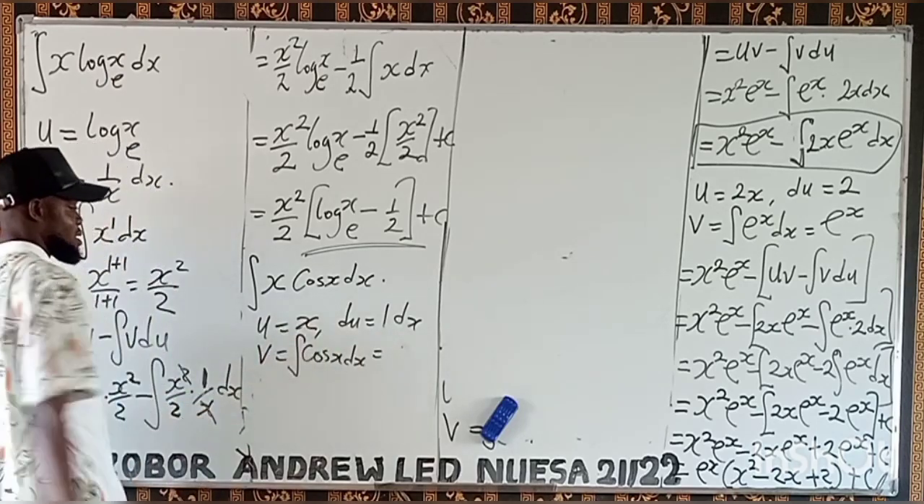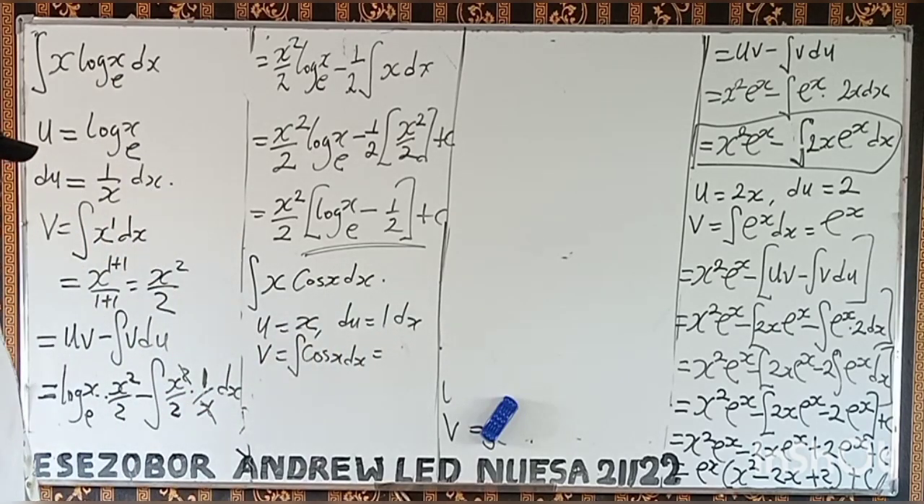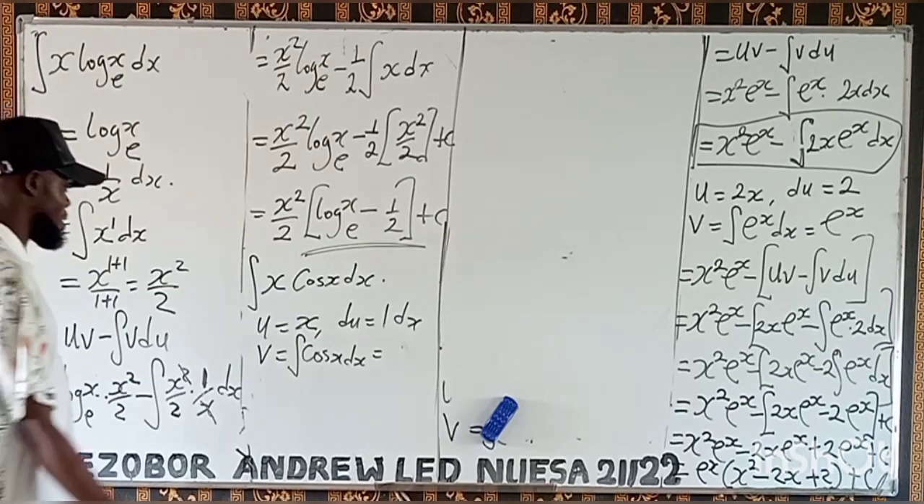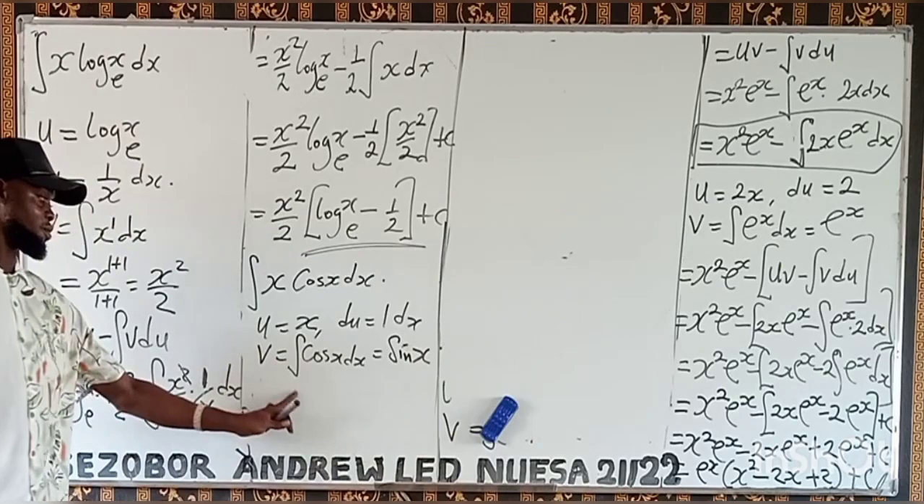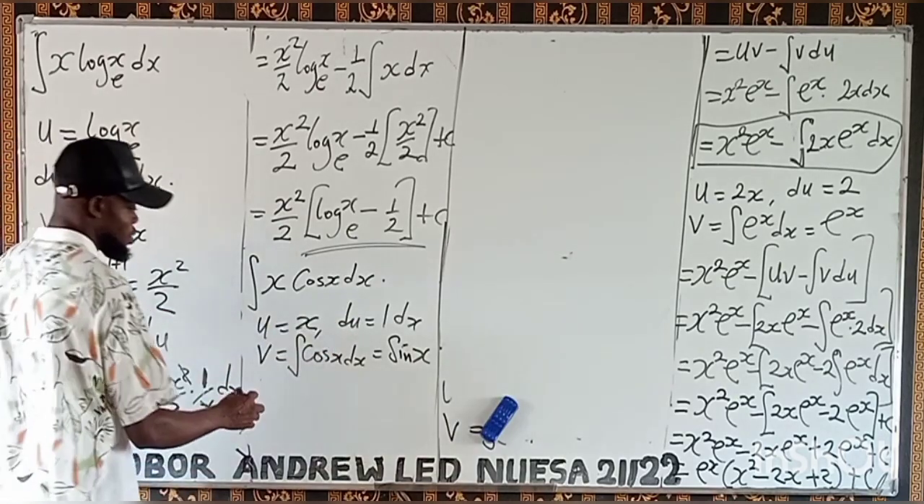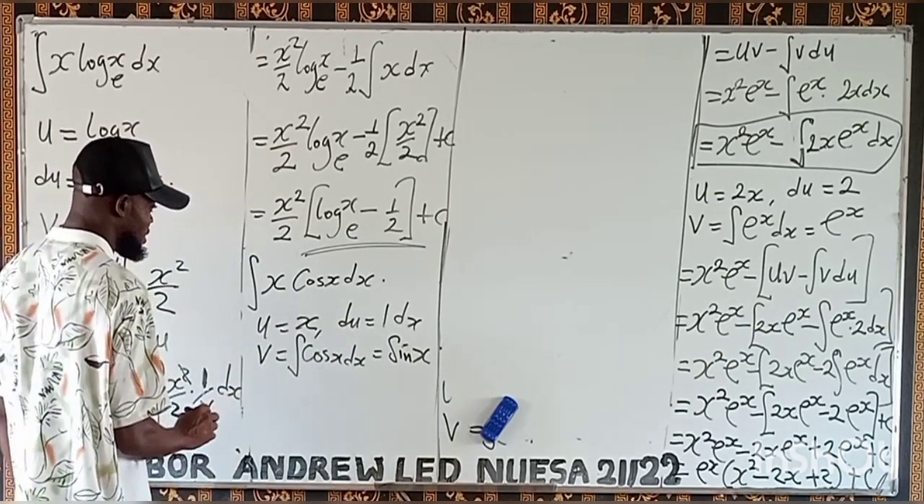If you integrate cos s, what am I going to have? If you integrate cos s, you're going to have sin x. That's what you're going to have. So you have something very nice there, a very lovely something.